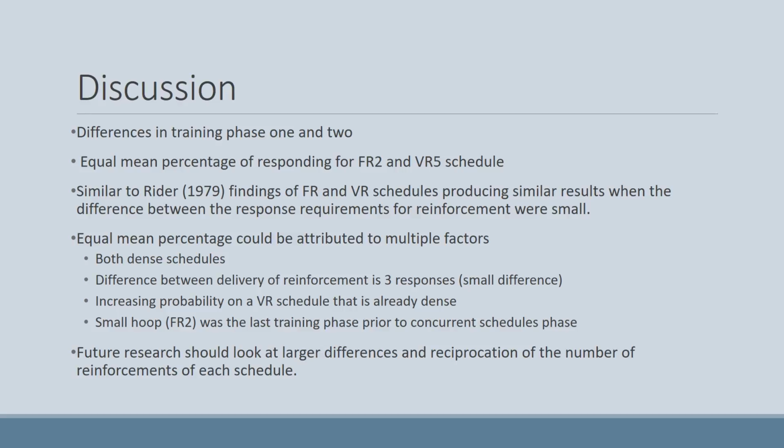Overall, future research should look at larger differences in the number of reinforcements on each schedule. So as mentioned, doing a FR2 or a VR80, and then also look at the reciprocation. So not only how many responses are occurring in these different schedules with larger differences, but then switching it so that the VR schedule is denser than the FR schedule and having a large difference between those and seeing the effects that this could have on behavior.